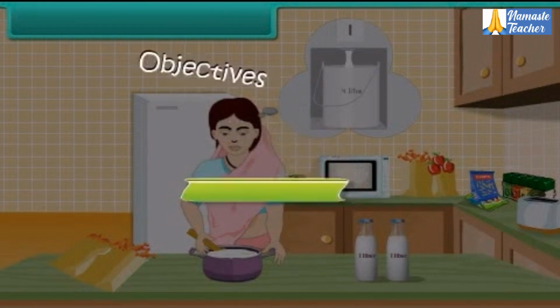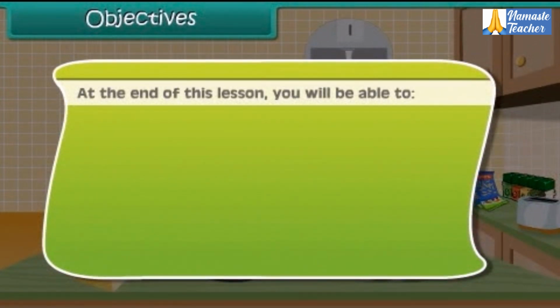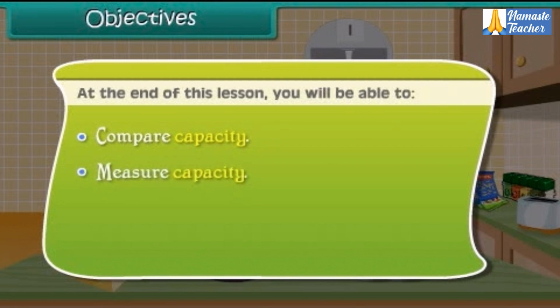Objectives. At the end of this lesson, you'll be able to compare capacity and measure capacity.